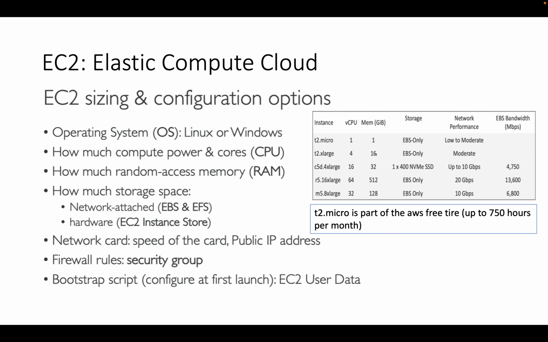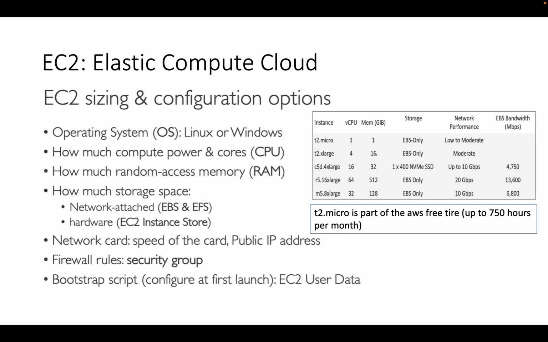here is the EC2 size and configuration options. When we set up the virtual machine, first we will think about the OS. Amazon offers Linux OS and also Windows, and now Mac OS is also supported on the AWS cloud as well. In the slide here I just put Linux and Windows, without the update for Mac OS.